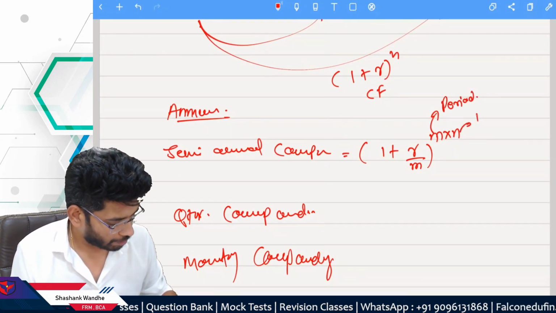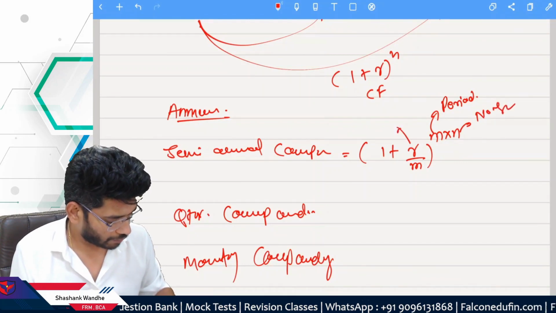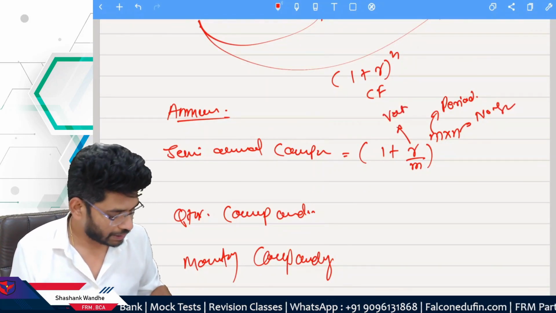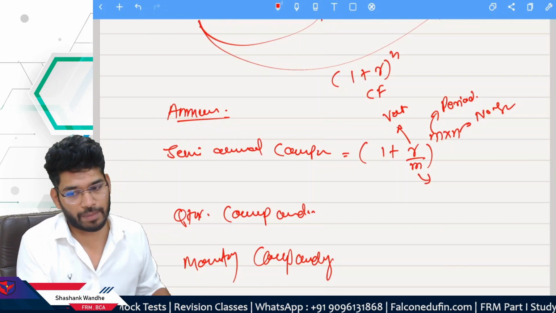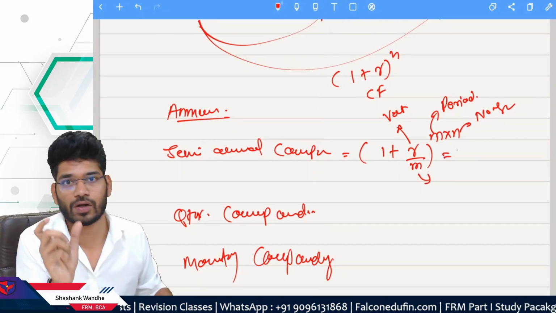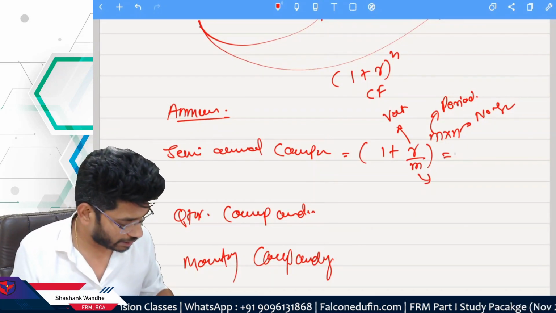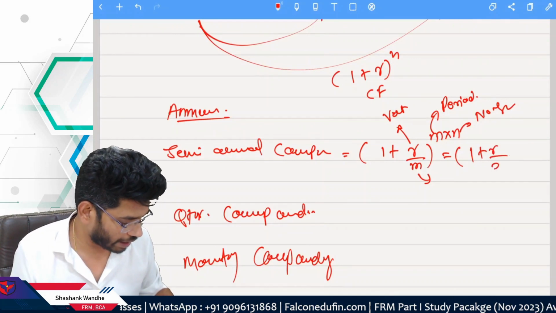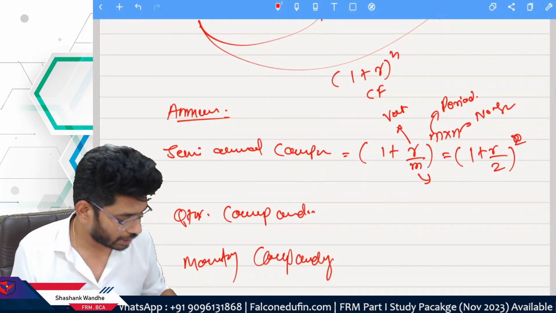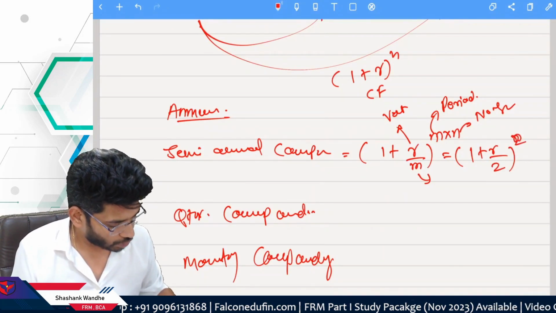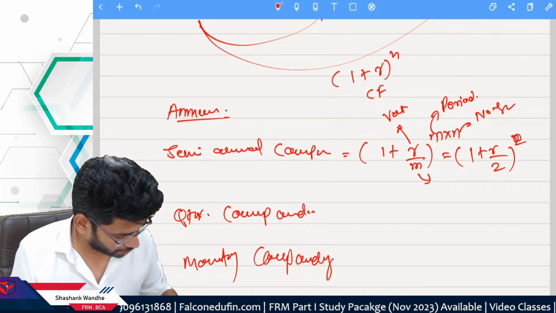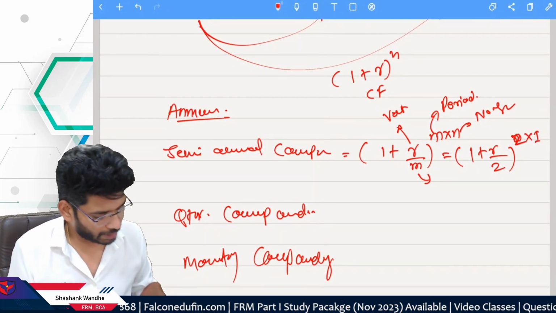And this m is your periodicity, and n is the number of years. R is obviously your rate. Periodicity means in semi-annual there are 2 periods in 1 year. So we will take 1 plus r divided by 2, to the power 2 multiplied by 1, if we are doing this calculation for just 1 year.